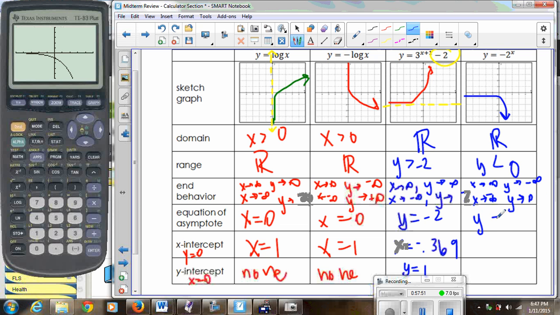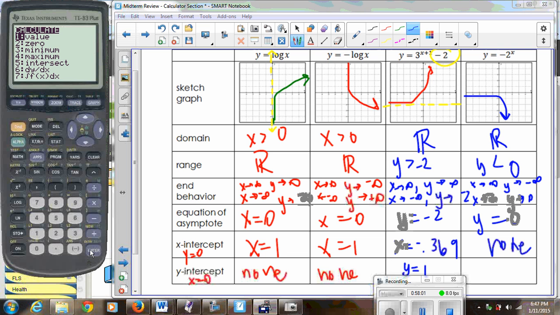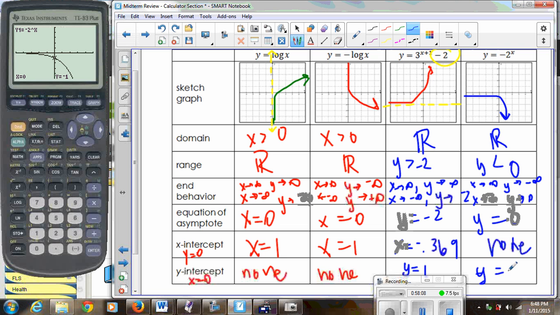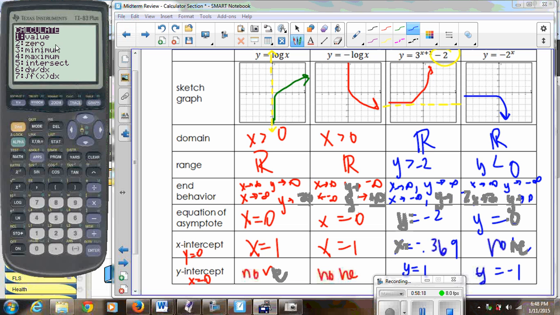The equation of the asymptote is just going to be y equals 0. There isn't going to be an x-intercept. And the y-intercept I can find just by going second trace and letting x equal 0. And I get that the y-intercept is -1. The other way that you can find the x-intercept, letting y equal 0, is using second trace. Notice you also have a zero command on your calculator. You can choose that as another way to find the x-intercepts on your graph if you want.